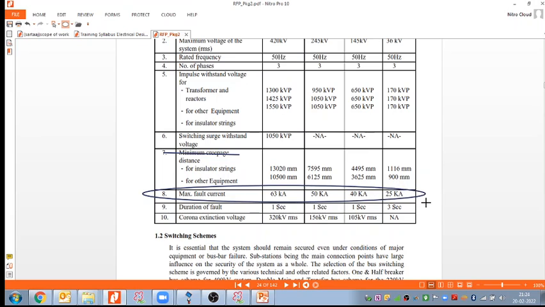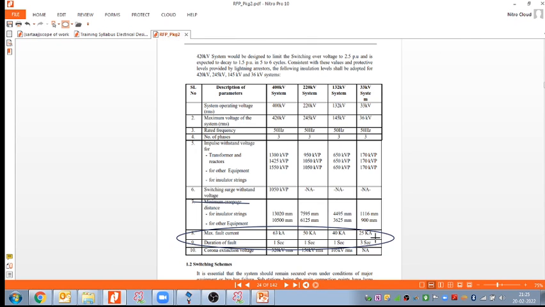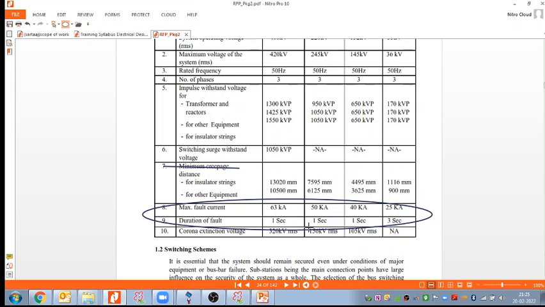Fault current rating and the fault durations. As we are working for this grid project, in that case there are no calculations; we have to select the fault rating directly as per this table. For 33 kV, 25 kiloampere; for 132 kV, 40 kiloampere; for 220 kV, 50 kiloampere; and for 400 kV, 63 kiloampere. This value we will directly take. And the durations are 1 second, 1 second, 1 second, and 3 seconds.